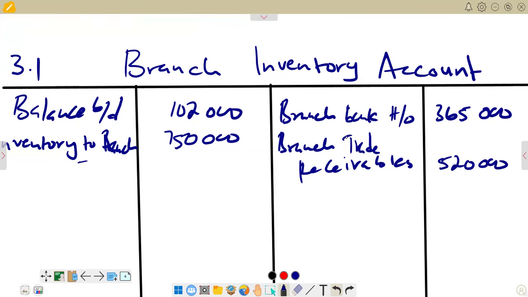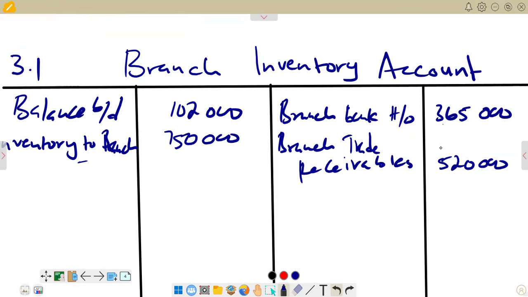The double entry of those two entries is supposed to debit the branch trade receivables, but we don't debit it in the scope of the question, because the question is not asking us for branch trade receivables, so we can ignore the debiting part. The cash one is supposed to be debited to the bank account of the head office, which we don't have. So we've got the branch bank account, and we are not going to deal with this part again. 365,520.